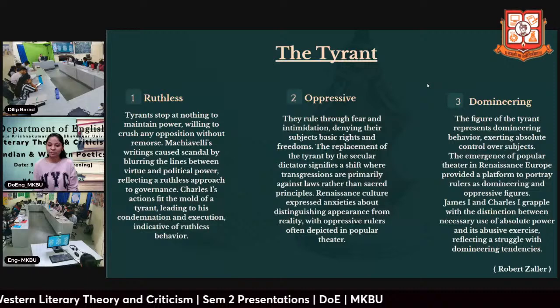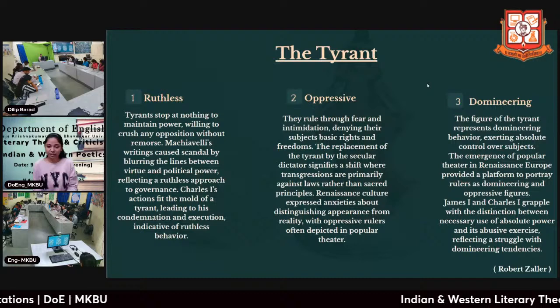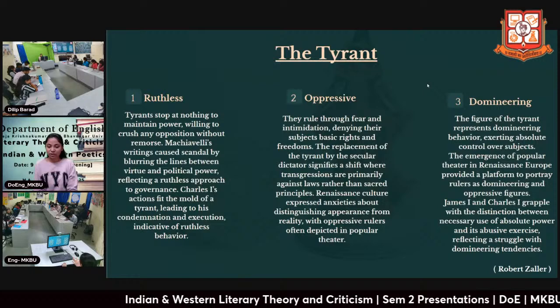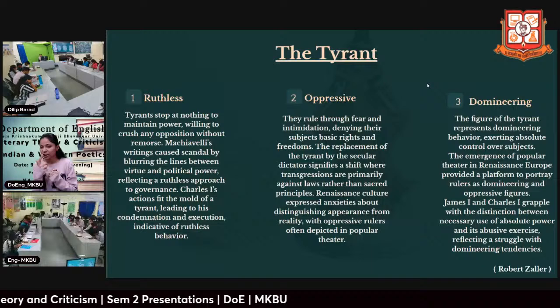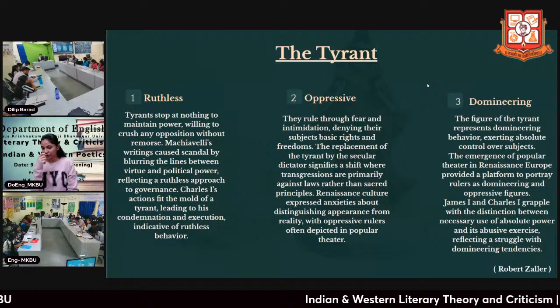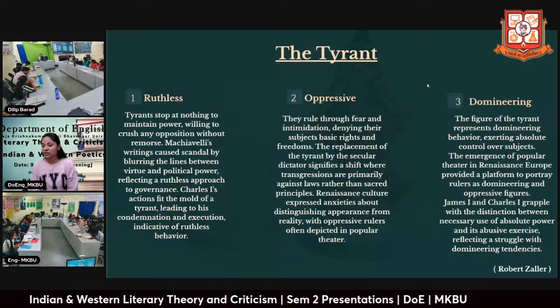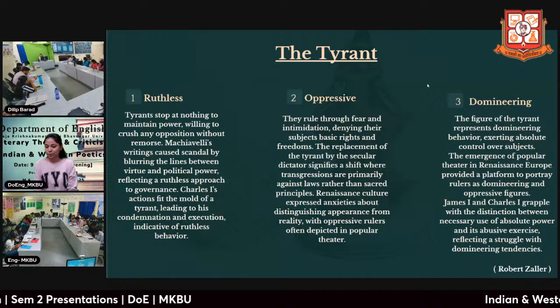Nascent culture expressed anxieties about distinguishing appearance from reality with oppressive rulers, often depicted in popular theater as domineering. Yes, here also we can see behavior exerting absolute control over subjects. Like, also we have seen that in the novel 1984. James I and Charles I grapple with the distinction between the necessary use of absolute power and its abusive exercise, reflecting a struggle with domineering tendencies.